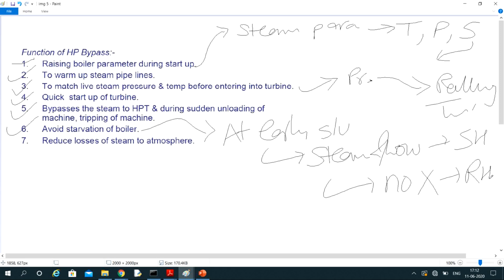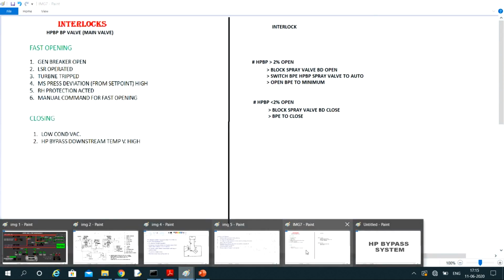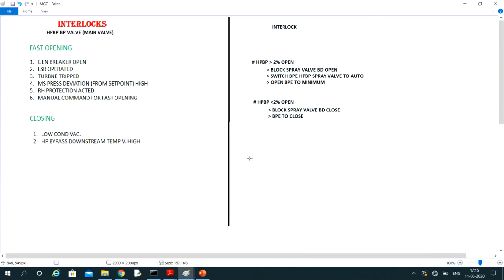Therefore, it requires the steam to flow through it so that it remains within the limit and does not get damaged. So by taking the HP bypass in service, we can maintain a flow from superheater to reheater circuit, and therefore avoid the starvation of the boiler. After you get a thorough idea about the HP bypass system, how it works, what it is, and what the main functions of the HP bypass system are, let me tell you about interlocks.